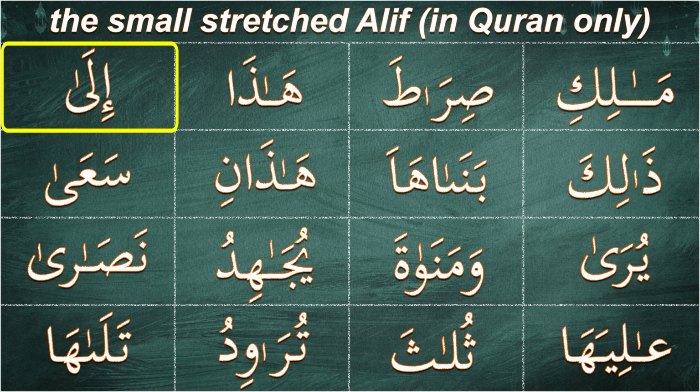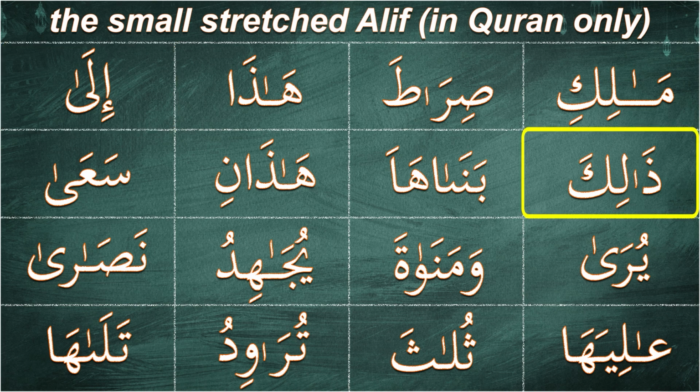The next one. You will notice that there is small alif above the ya. And here we will only pronounce the alif, not the ya. The ya is just a chair for the alif. So we say إلى. Next one. ذلك.